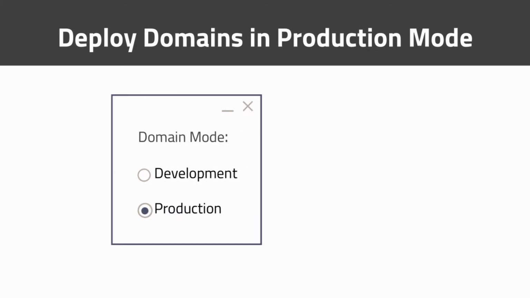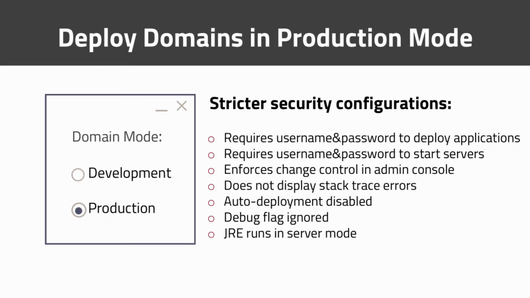Okay, so when in production, deploy domains in production, not development. So there are two domain modes that WebLogic supports. There's development mode and production mode. And the differences between the two are listed right here on the screen. When we deploy domains in development mode, we typically don't require a password or any sort of change control in the admin console to make changes to a given domain via the admin console.